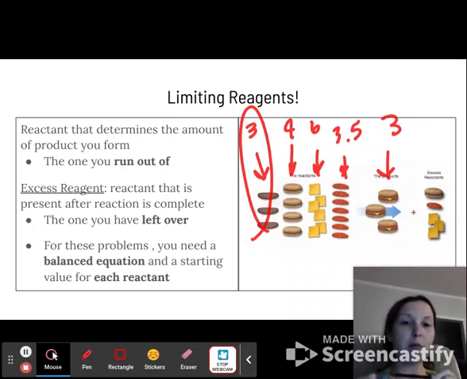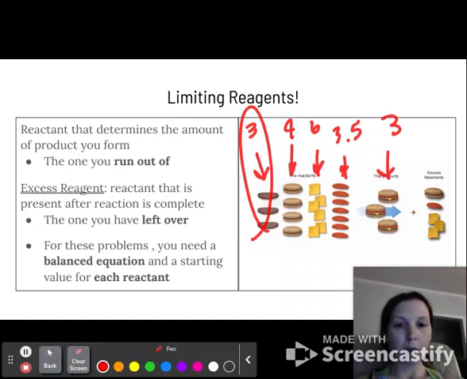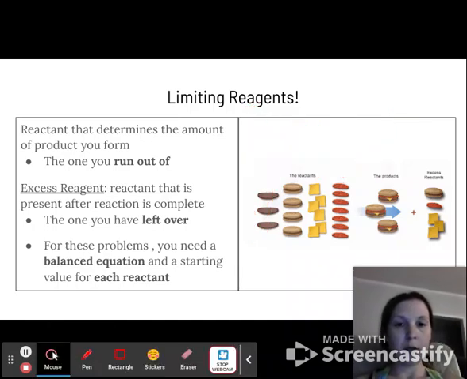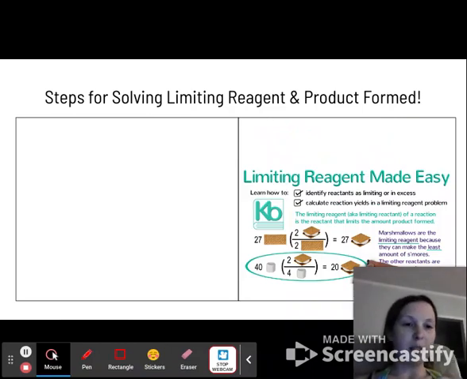For these problems, you will need a balanced equation and a starting value for each reactant that you're looking at. If you have 3 reactants, I may only be comparing 2 of them. You don't need it for all 3, but you do have to at least have 2 that you can compare between. There are specific steps to use to solve for limiting reagent and product formed. A lot of times this is taught where I'll show you one side of that and then later teach you the other. I try to teach it all at one time because if you can kill 2 birds with 1 stone, why don't you go ahead and do that?